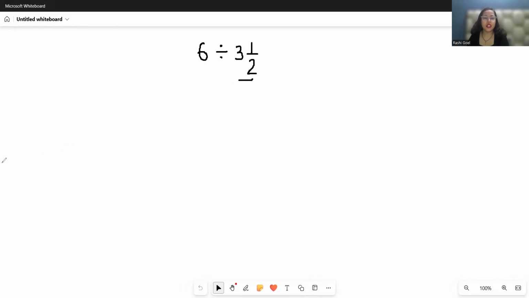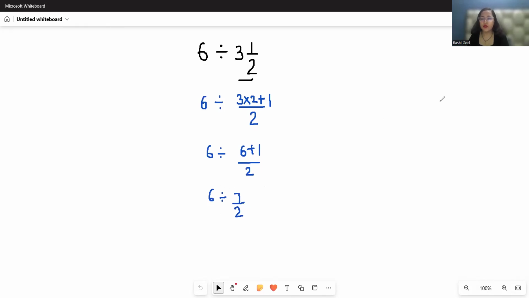First, convert this mixed fraction. So 6 divided by 3 and 1 by 2, how to convert? Write the denominator like this. Multiply the whole with the denominator and add the numerator. So 6 divided by 3 times 2 is 6 plus 1 by 2. So 6 divided by 6 plus 1 is 7 by 2.